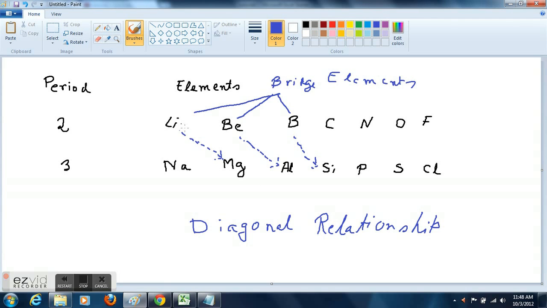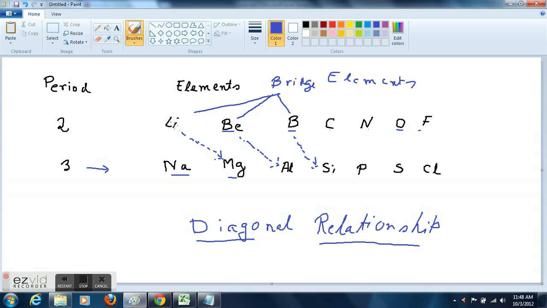Now there are certain elements in period 2 which show a lot of resemblance with some elements in period 3 of the next group. Let us take an example of lithium, which is in period 2 group 1, which has a lot of resemblance in property with magnesium, which is in period 3 but in group 2. This apparently seems a little bit unusual because lithium is in group 1, magnesium is in group 2, and we know that elements in the same group show similarity, which is true.